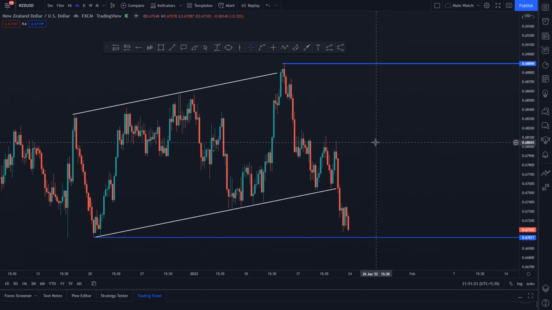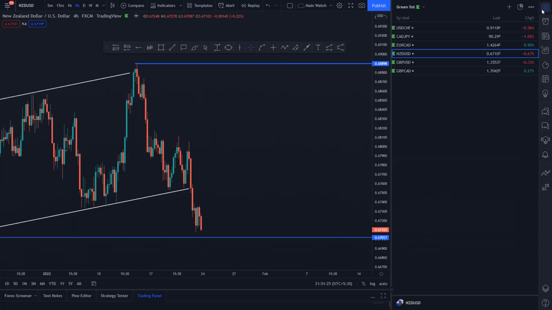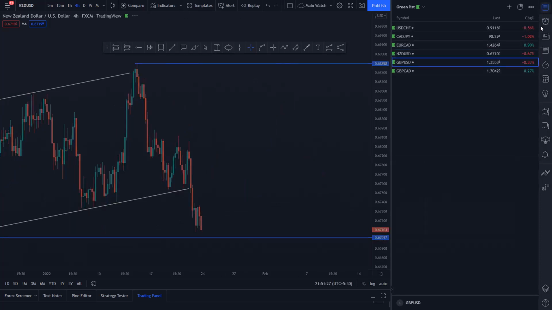Okay, so this was NZDUSD. You should look for this. GBPUSD.